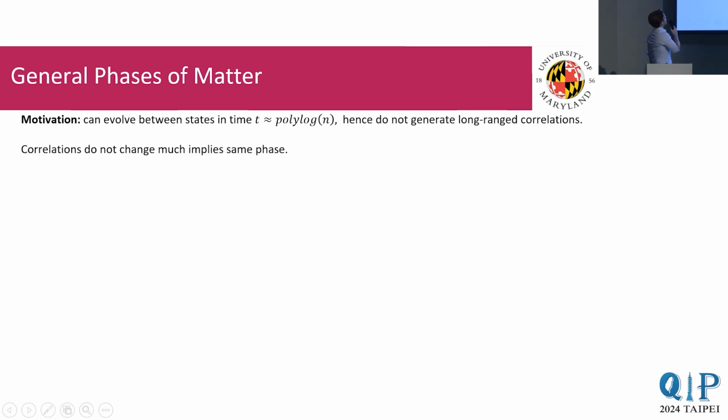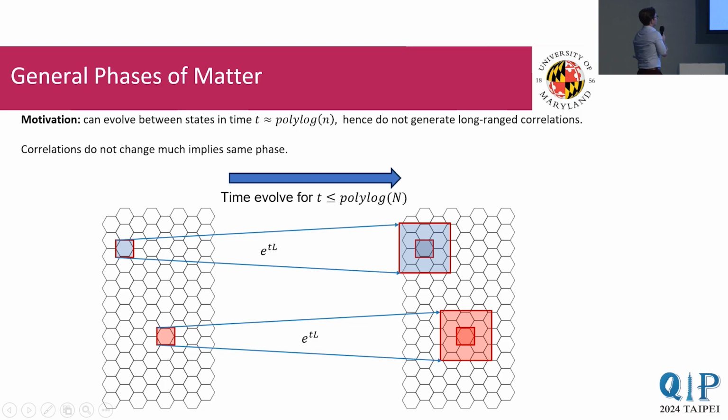So the idea is that if I can evolve between states in a polylogarithmic amount of time, I'm not generating any long-range correlations during that evolution. And so in some sense, my local observables that evolve are still local in the new state. And in particular, this ensures that they have nice, analytic, smoothly perturbed properties. So nothing too ridiculous is happening under these evolutions.